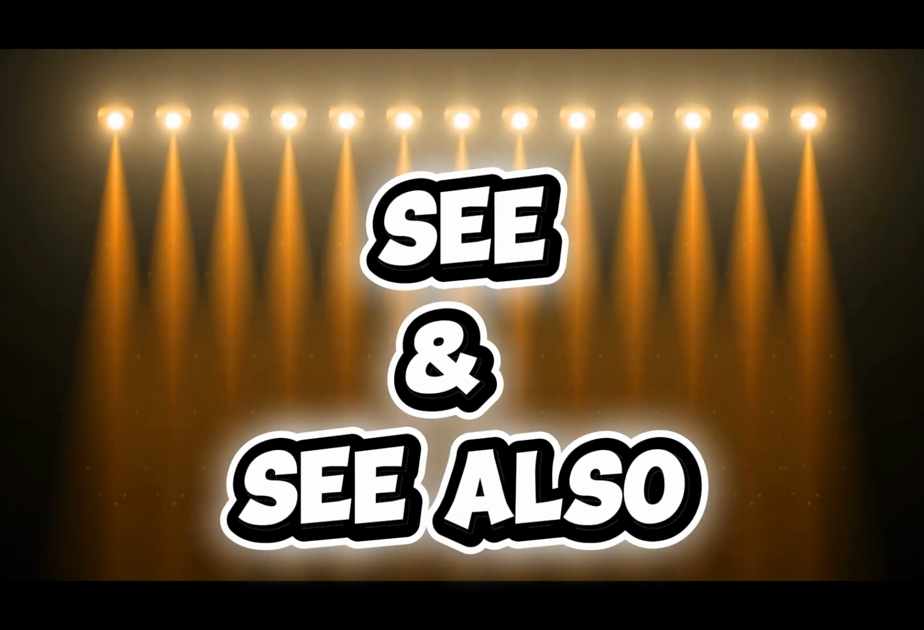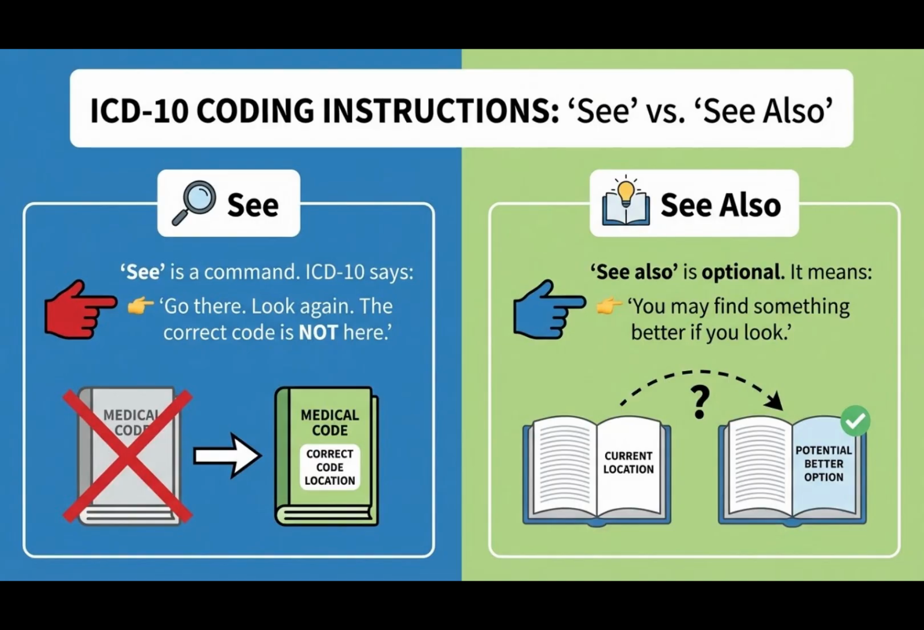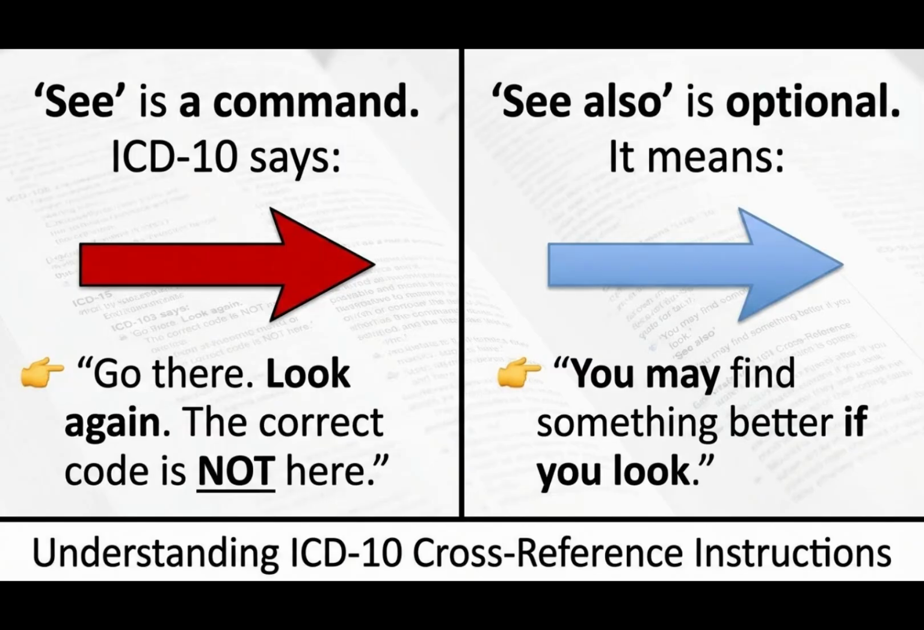"See" and "see also" are commands. ICD-10 says, "Go there, look again. The correct code is not here." "See also" is optional. It means you may find something better if you look.